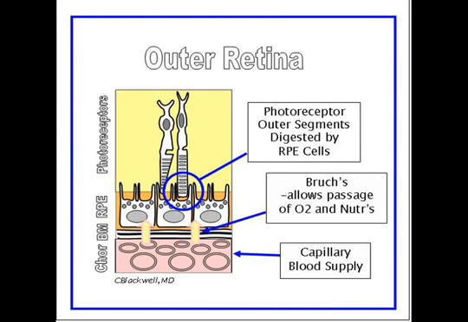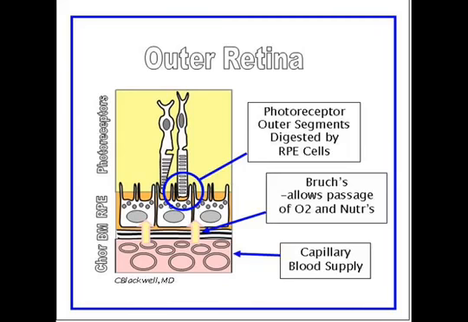Among its several functions, the RPE manages the metabolism of vitamin A, and every day the bottom ends of the rods and cones are shed and must be digested by the RPE cells. If an RPE cell were to stop functioning for some reason, so would the photoreceptors it supports. The blood vessels that supply oxygen and nutrients to the lower half of the retina are located in a layer called the choroid. Separating retina and choroid blood vessels is a barrier layer called Bruch's membrane.